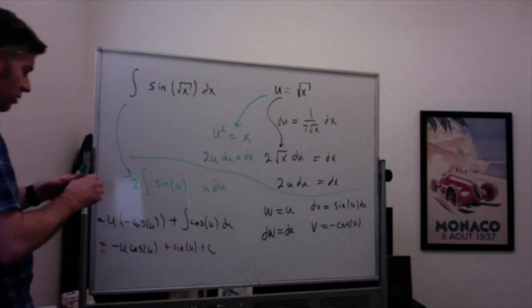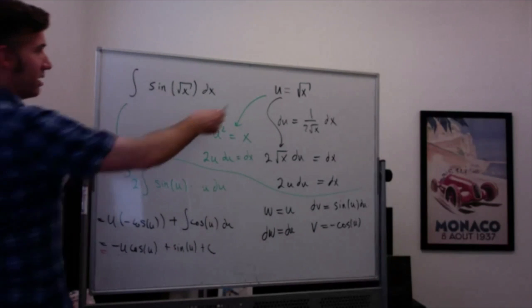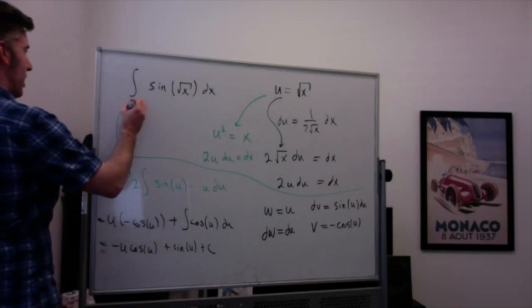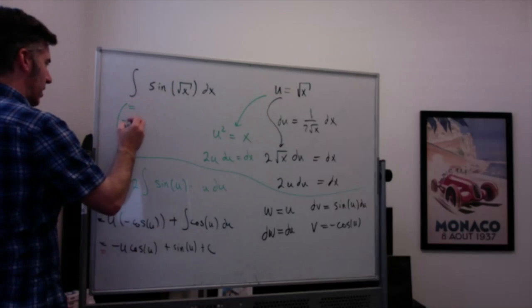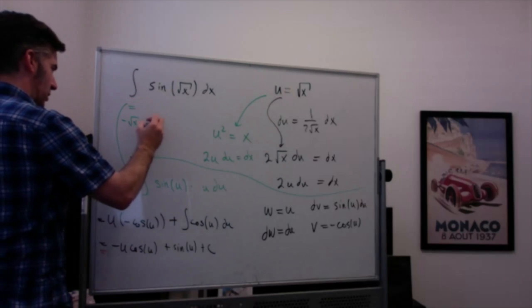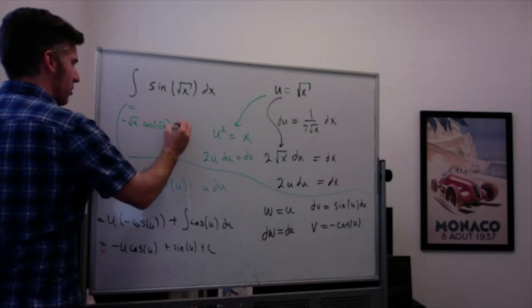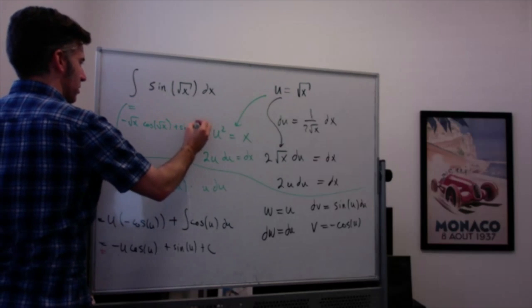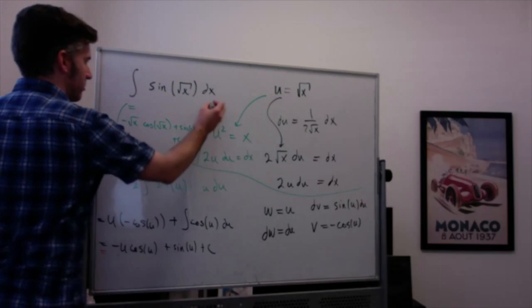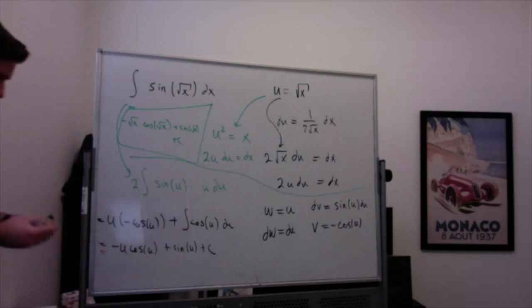And then we go back to our original, and we plug in that u is square root of x. So this is actually equal to negative square root of x cosine of square root of x plus the sine of root x plus c. Sorry, I got a little messy there.